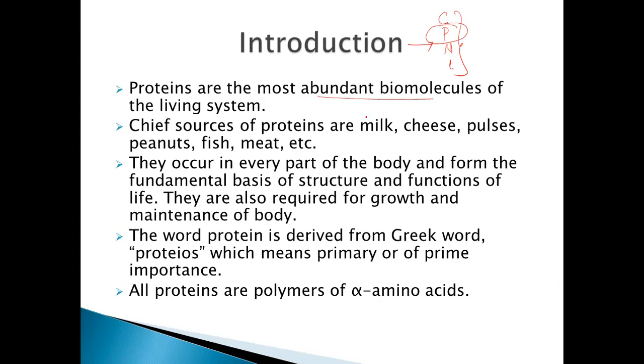So what is the source of these proteins for human beings? We find proteins in milk, cheese, pulses, peanuts, fish and meat, and they form the major part of our body. They are the major building blocks of our body, present in every part of it, and they are essential for the growth and maintenance of the body. Without proteins, no growth is possible.